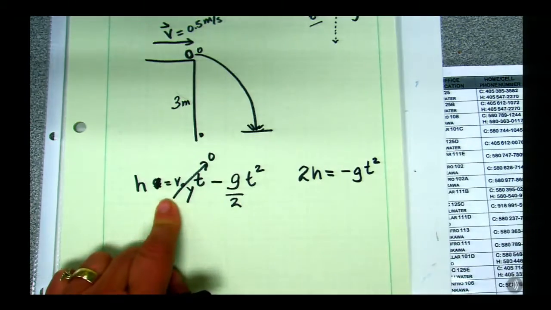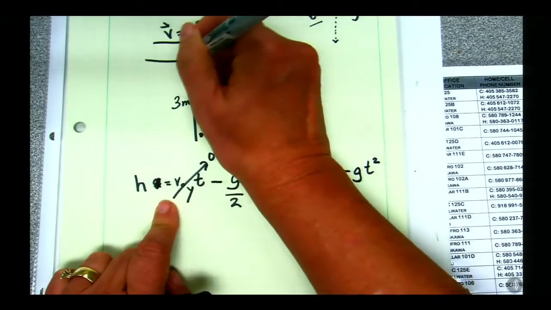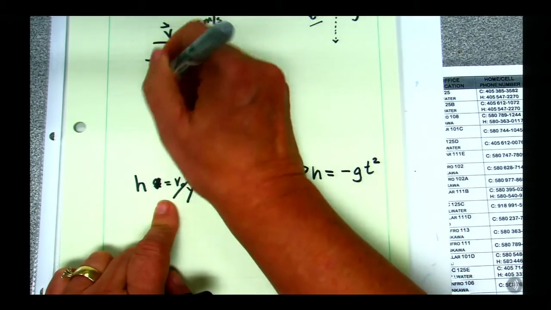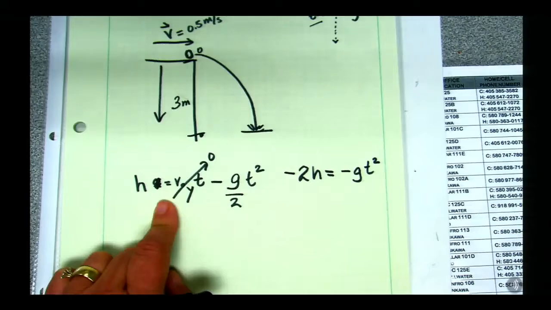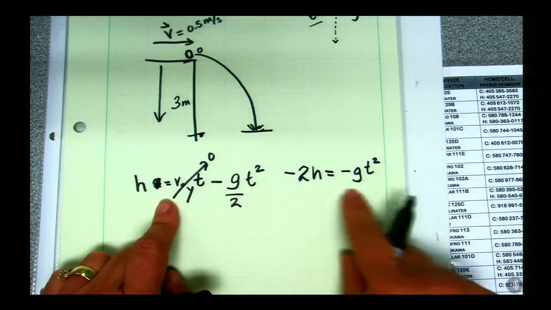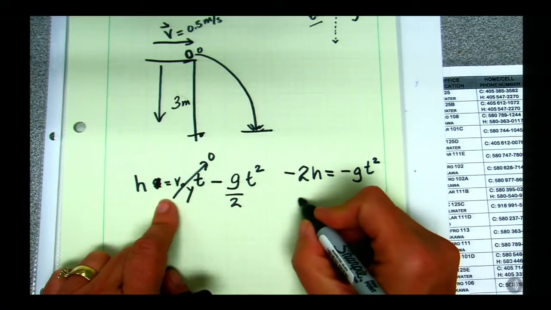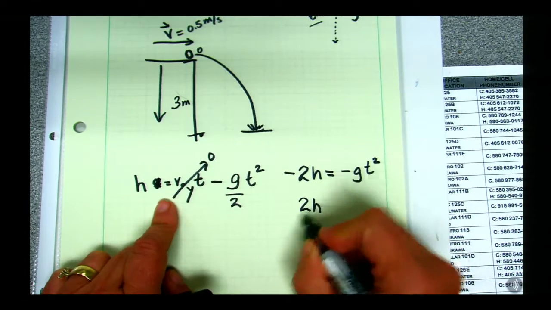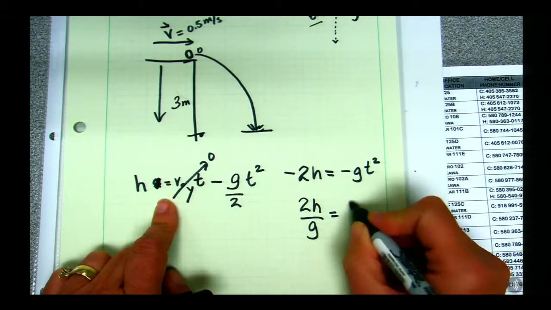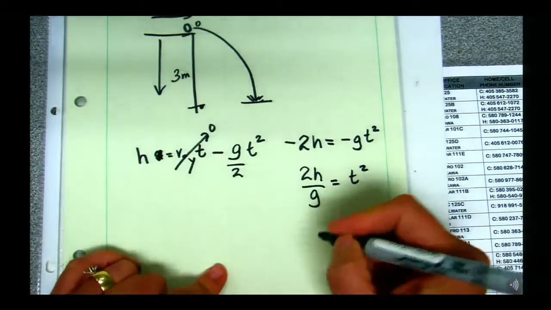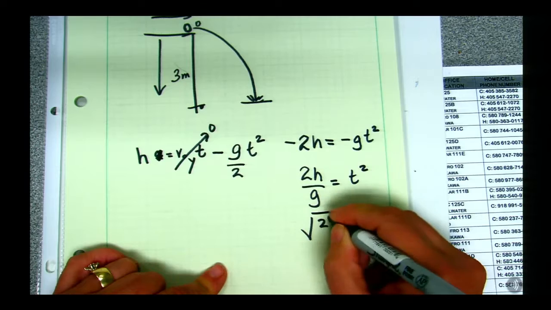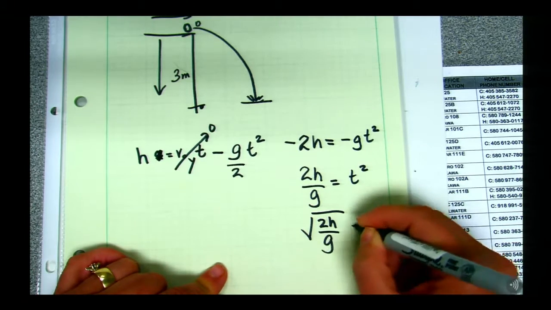But my h in this case is also in the negative direction, so I'm going to have a negative value there, because I can't have negative time, and the square root of a negative number is going to be kind of funky. So I know I've got to do something there, so that's going to help me with my direction. So I get 2h divided by g is going to equal my time squared, and now the square root of 2h over g is equal to time.